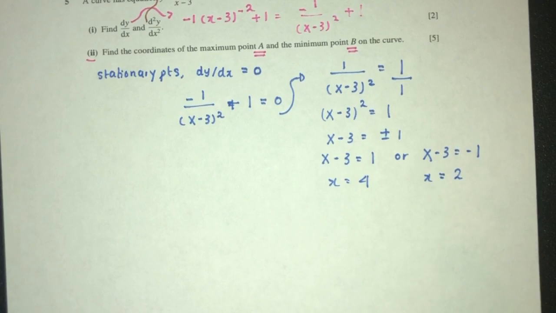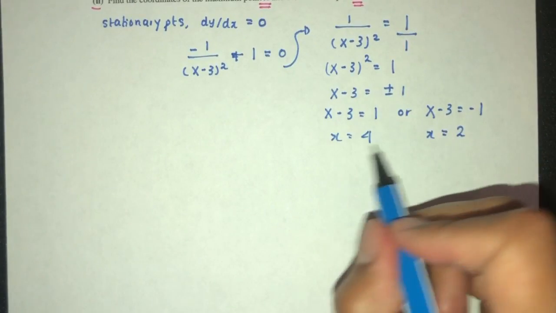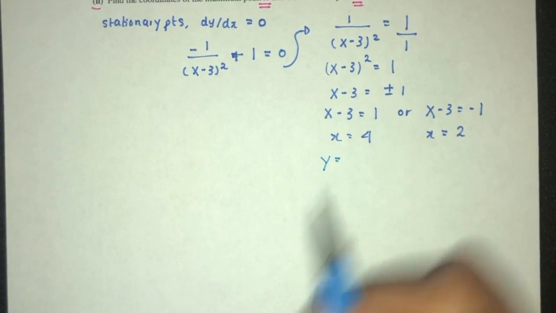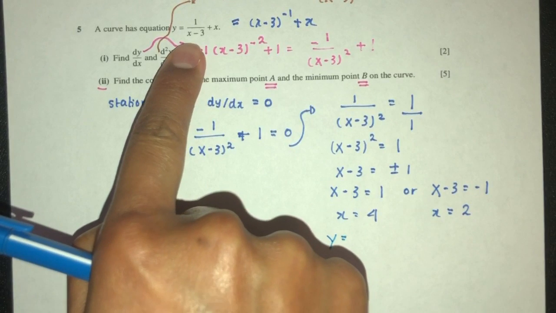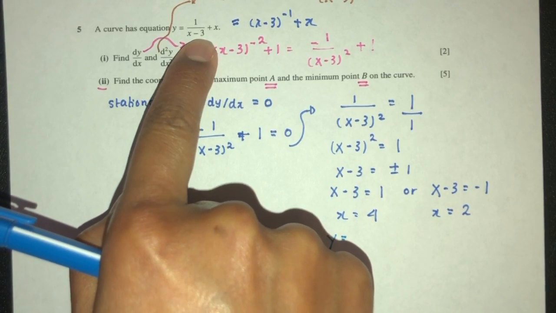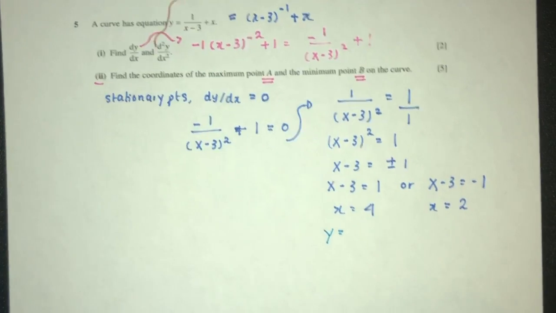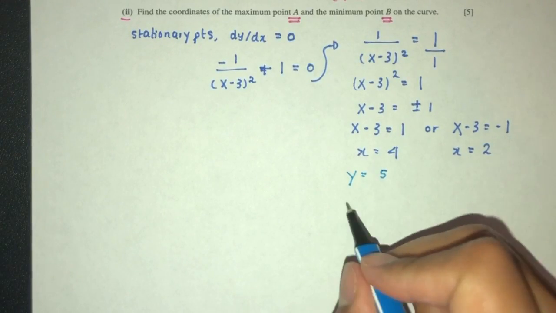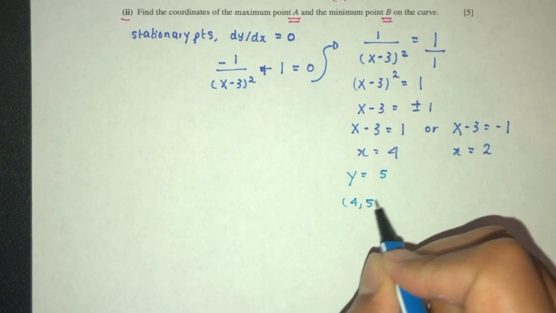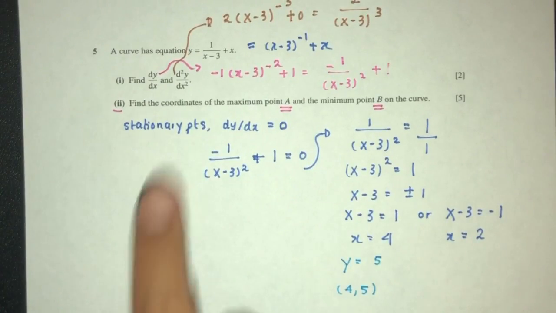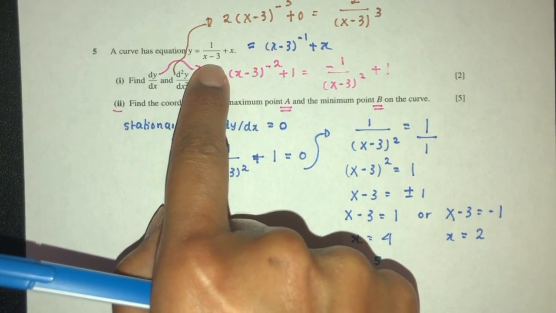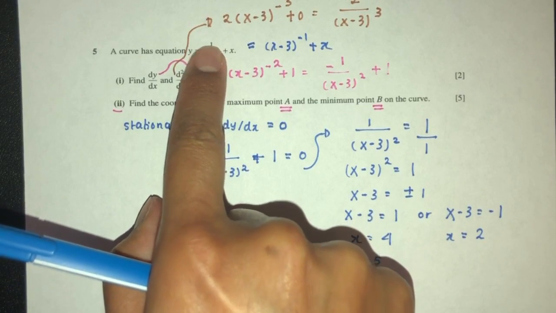So now we have to find the corresponding value of y. So when x is 4, what is y? Replace back in your equation here. So 4 minus 3 should be 1. 1 divided by 1 is 1. 1 plus 4 is 5. Right? This is one of the points, 4 and 5. And this one, x is 2. So 2 minus 3 is minus 1. That will be minus 1, plus 2 should be 1.